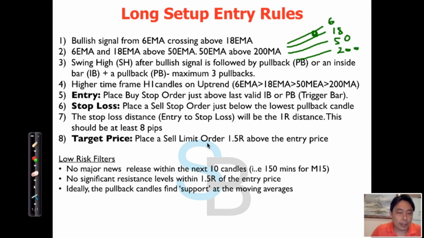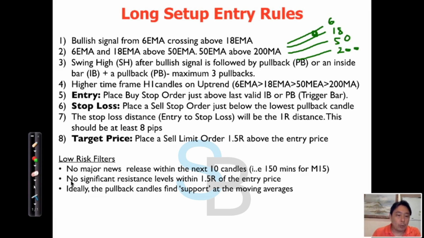Before going into the setup, a few low risk filters. Number one, ensure there's no major news being released within the next 10 candles. One candle is 15 minutes, so 10 candles is 150 minutes, or about 2.5 hours. I'm going to show you how to check for major news releases in Forex Factory.